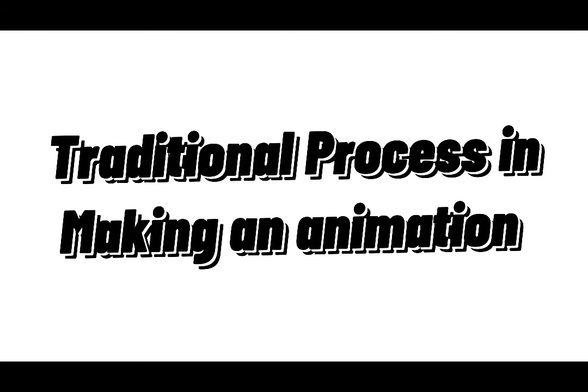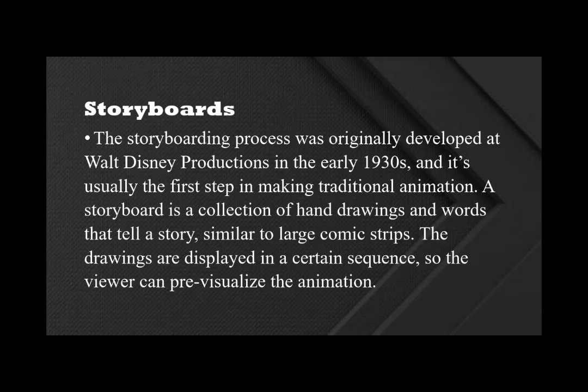Lastly, we have the last topic, which is the traditional process in making animation. The first traditional process in making animation is the making of a storyboard. The storyboarding process was originally developed at Walt Disney Productions in the early 1930s, and it's usually the first step in making traditional animation. A storyboard is a collection of hand drawings and words that tells a story, similar to a large comic strip. The drawings are displayed in a certain sequence so that the viewers can pre-visualize the animation.